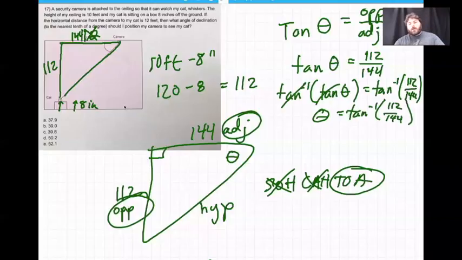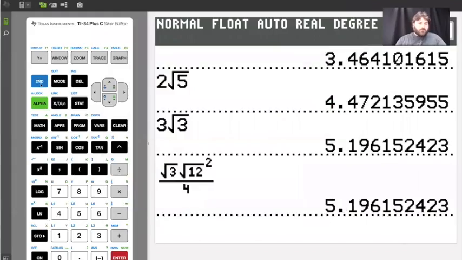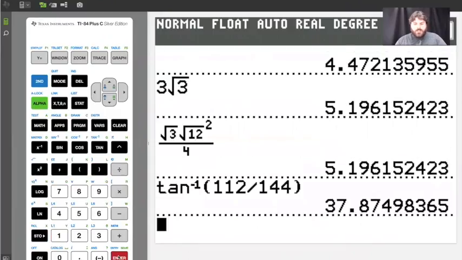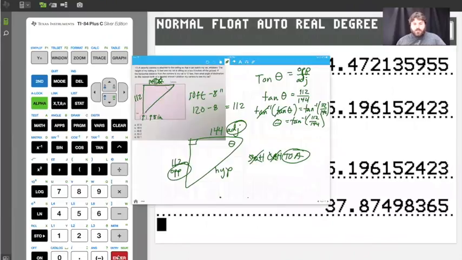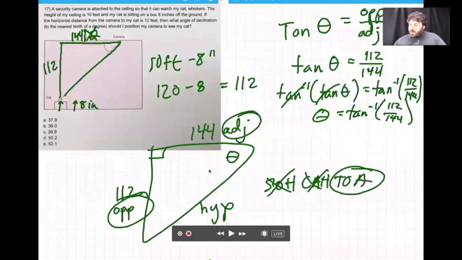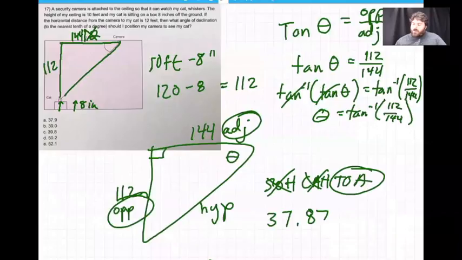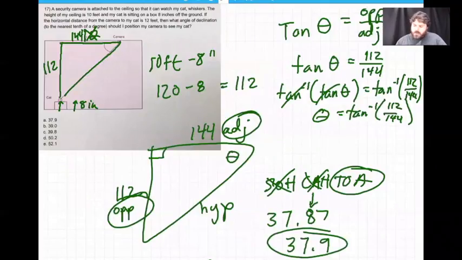This is right where I bust out my calculator. All right, second tangent, tan inverse of 112 divided by 144. 37.87. Remember, we're rounding to the tenth place, so we know it's either an 8 or a 9. It either stays or it jumps. And since it's a 7, it's going to jump. So it's going to be 37.9 degrees. So answer choice A is correct.